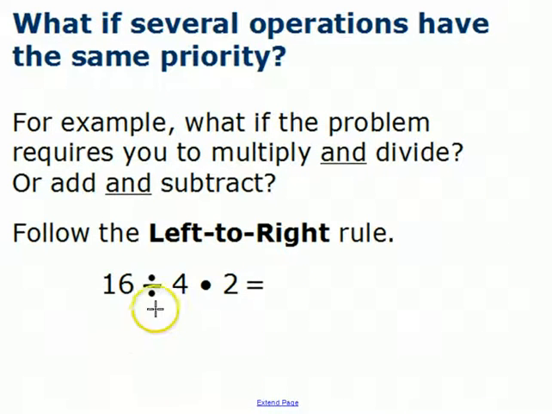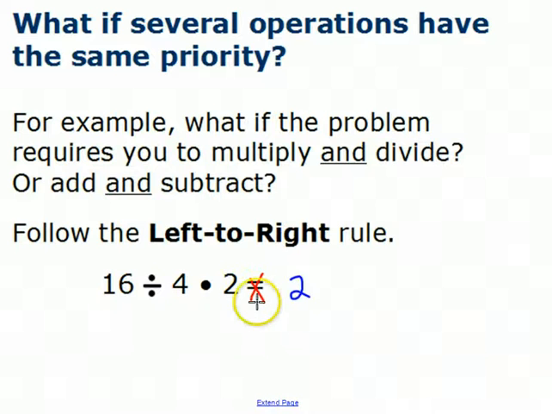Apply the left to right rule in this case because you've got both division and multiplication and you have to decide which to do first. If you don't apply the left to right rule, if you think, well, M comes before D in PEMDAS, so I must do the multiplication first, you're going to end up with 4 times 2 is 8, and you're going to do 16 divided by 8.